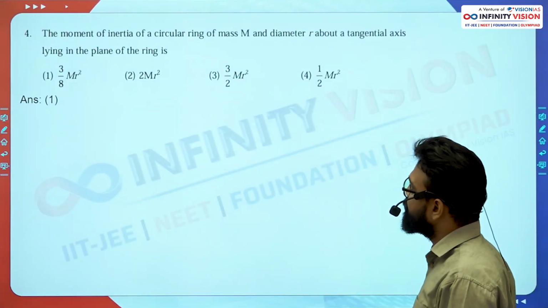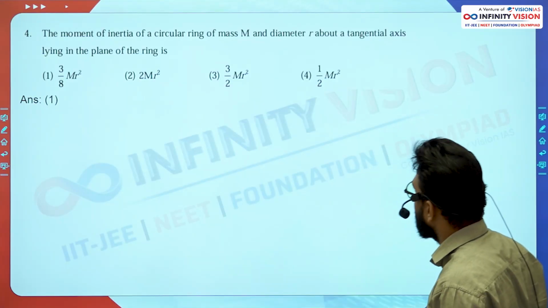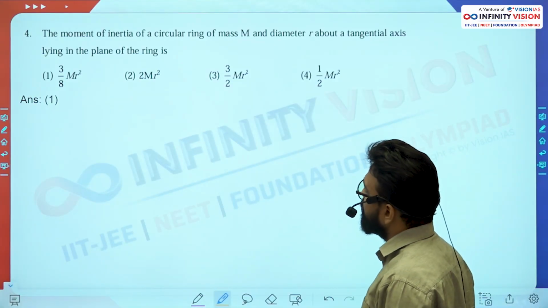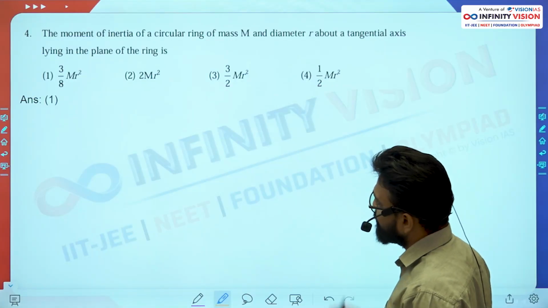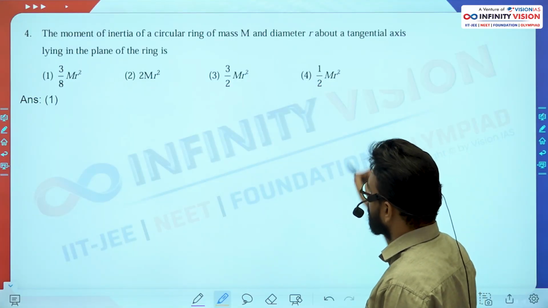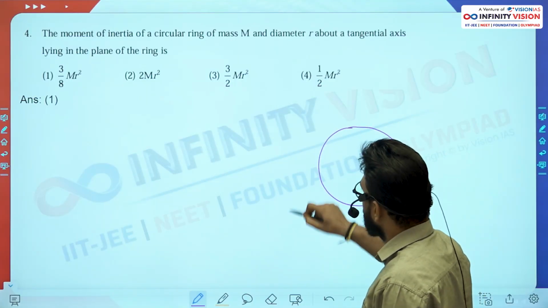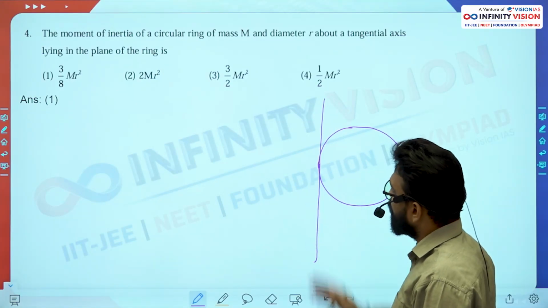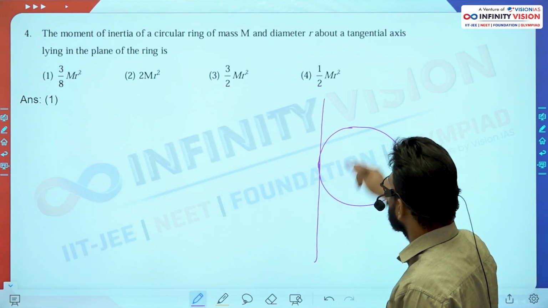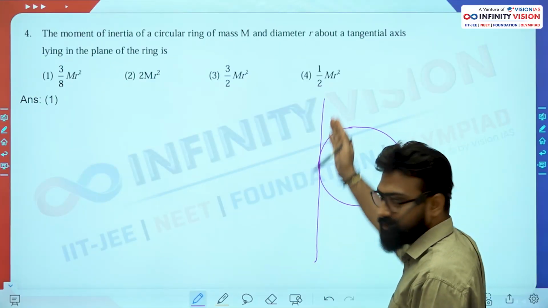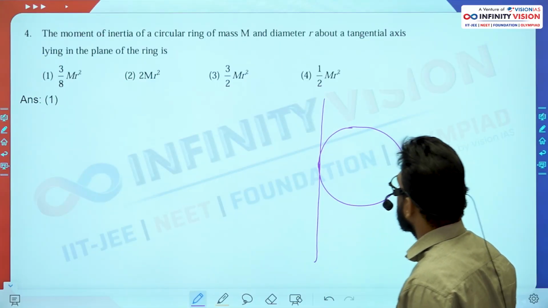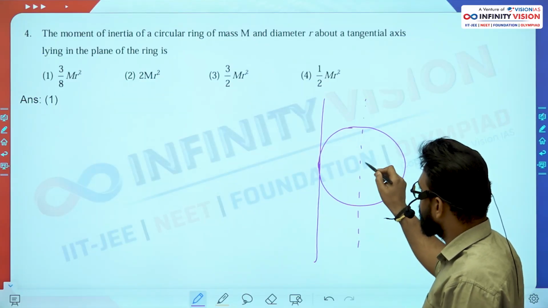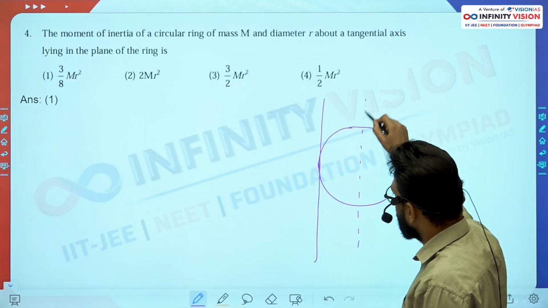Next, the moment of inertia of a circular ring of mass m and diameter d about a tangential axis lying in the plane of the ring is. So you have been given a ring. You need to find out the moment of inertia along this axis, which is the axis lying in the plane of the ring. Okay, tangential plane. First of all, you need to find out the moment of inertia along the axis which is passing through the center of mass.